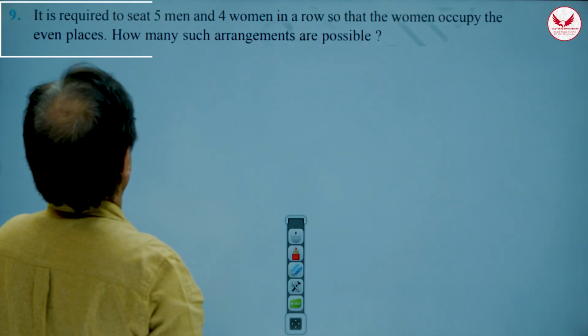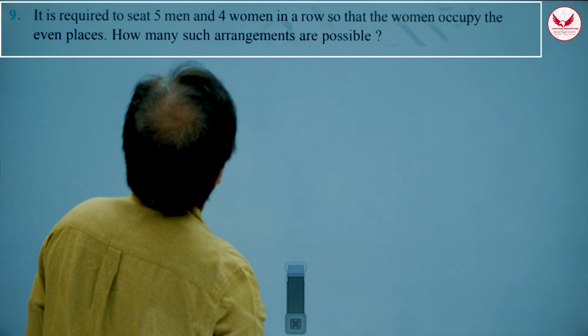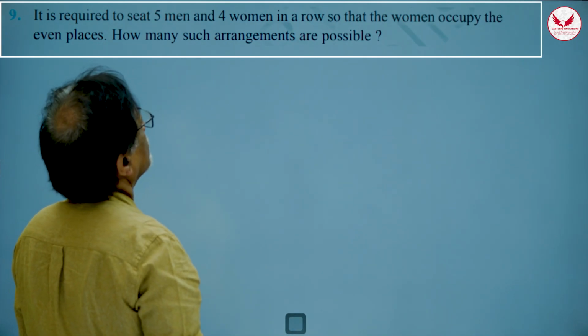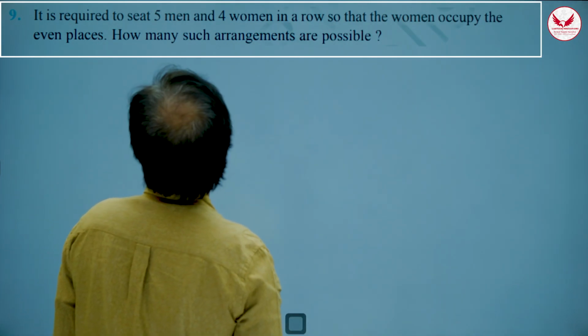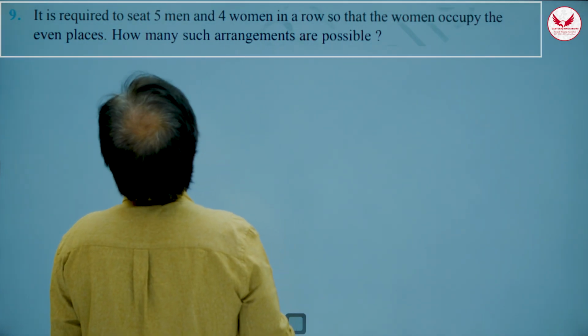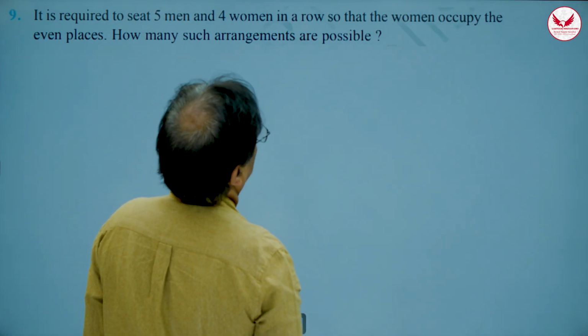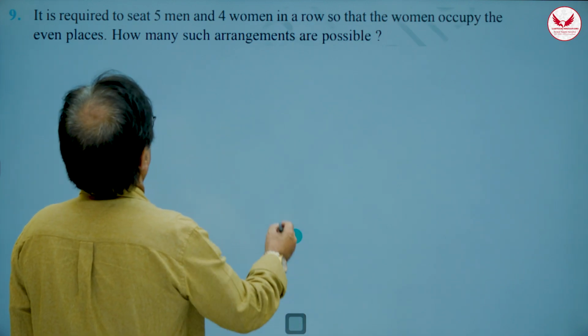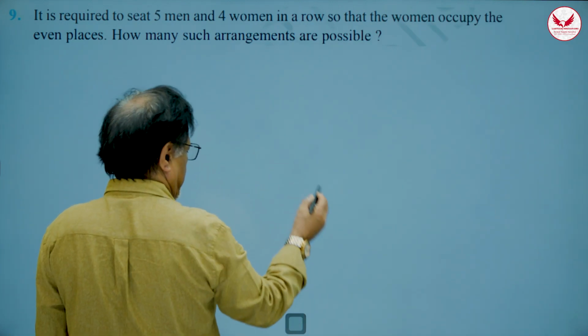Now, it is required to sit 5 men and 4 women in a row so that women occupy even places. How many such arrangements are possible? 5 men and 4 women. Total number of persons is 9, so there are 9 places to be filled.